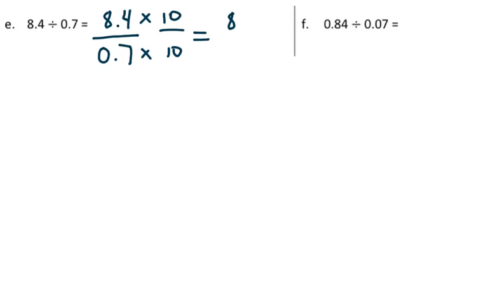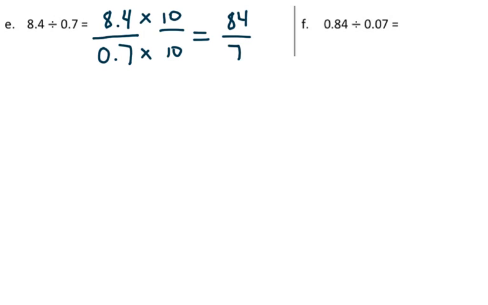So to set this up, we're going to write this as a fraction. 8 4/10 divided by 7/10. And I want to get rid of the decimal here. So in order to do that, I need to multiply the numerator and the denominator by 10. It's not going to change the value because 10/10 is equal to the whole number 1. So now I have 84 divided by 7.